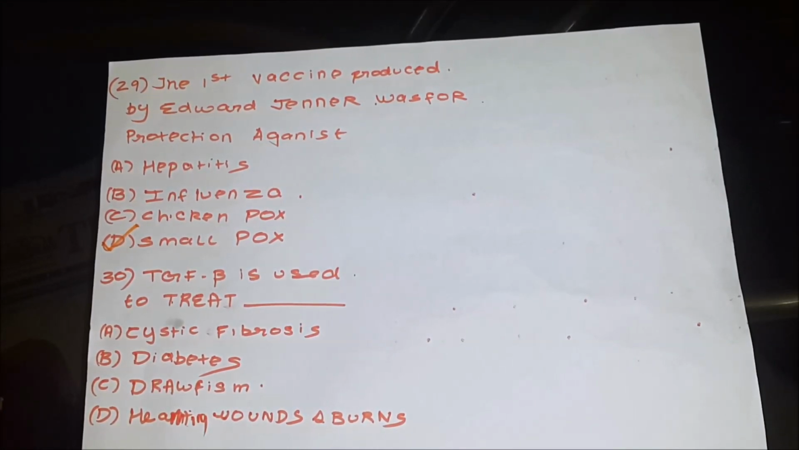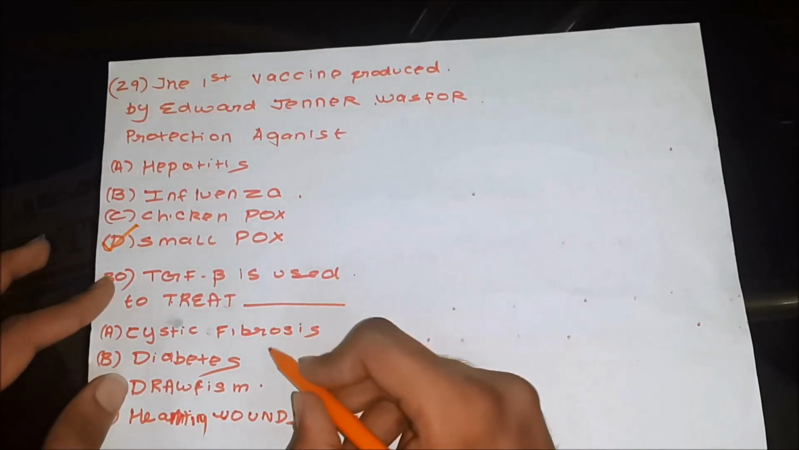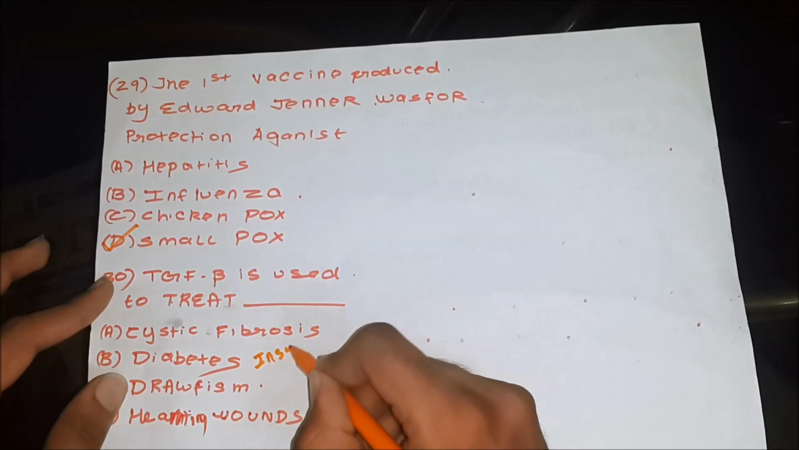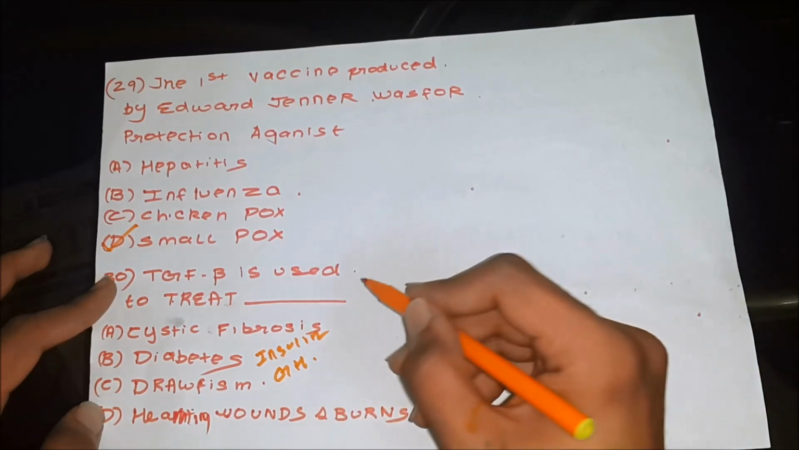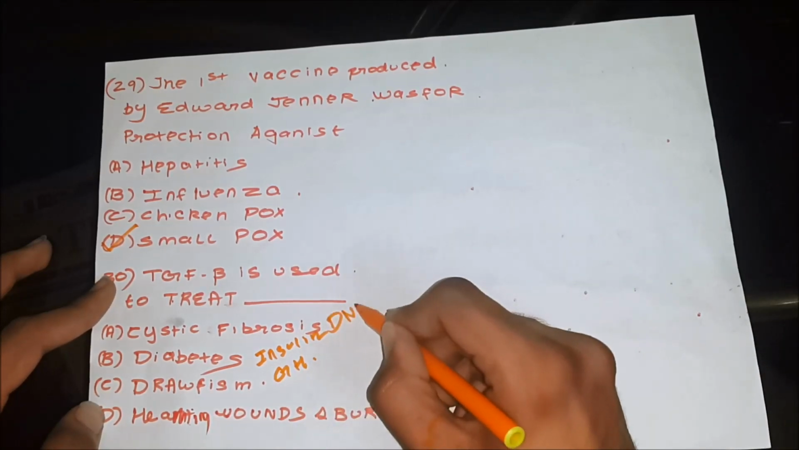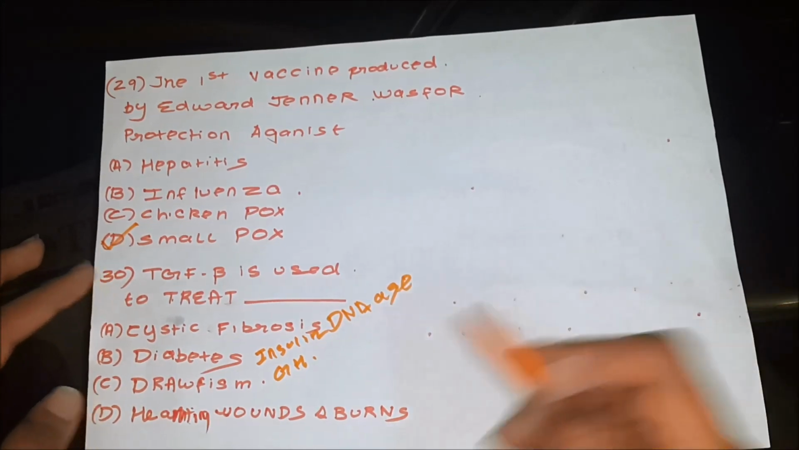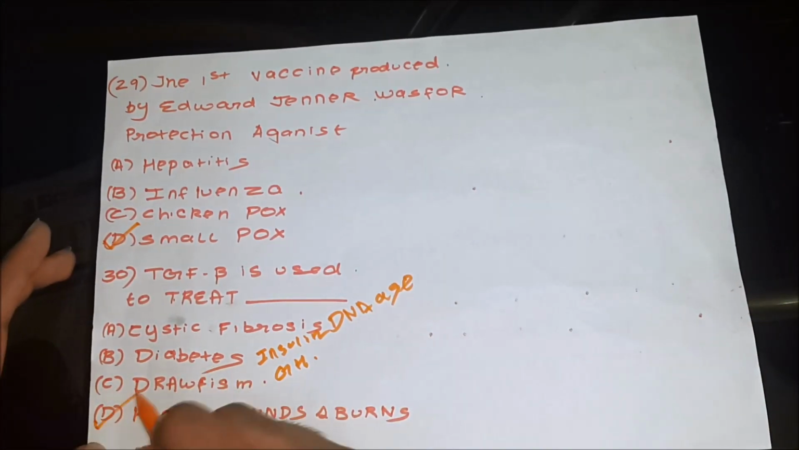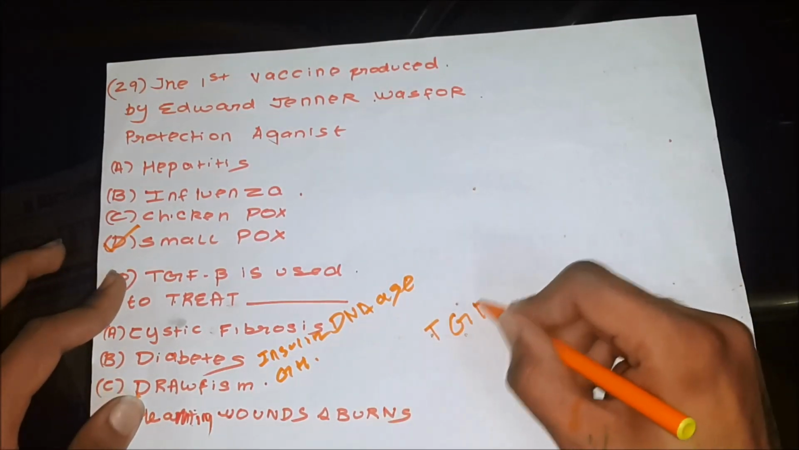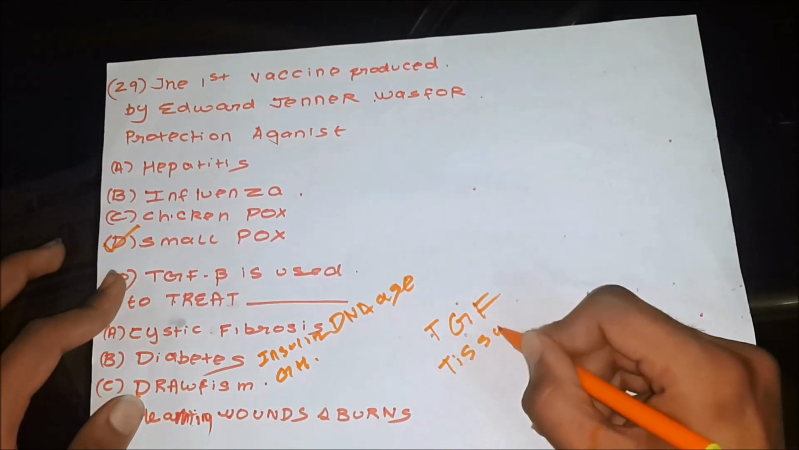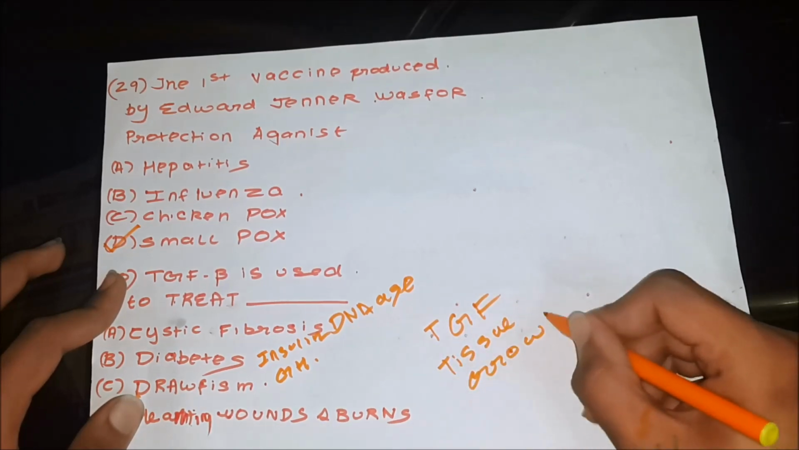TGF beta is used for the treatment of, options are A. cystic fibrosis, B. diabetes, C. dwarfism, D. healing of wounds and burns. Now diabetes can be treated with insulin. Dwarfism is treated with growth hormones. Cystic fibrosis is treated with DNase. So the left out option is D, that is healing of wounds and burns. TGF is basically tissue growth factor.